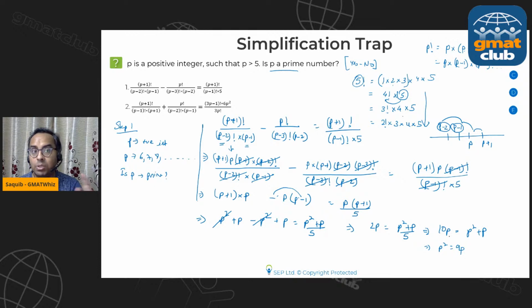Now, since p is a positive integer, remember that we have this information with us. What we can do is to find out the value of p, we can divide by p both sides. It's a positive integer, so I don't need to worry about p being 0. And this will give me the value of p as 9. Now, the question was, is p a prime number? And I'll be able to answer that no, p is not a prime number. Okay, but I'm being able to give an answer. So that is why I'll say that this statement is sufficient.